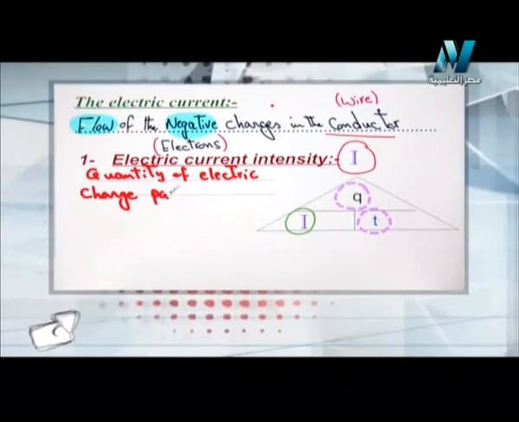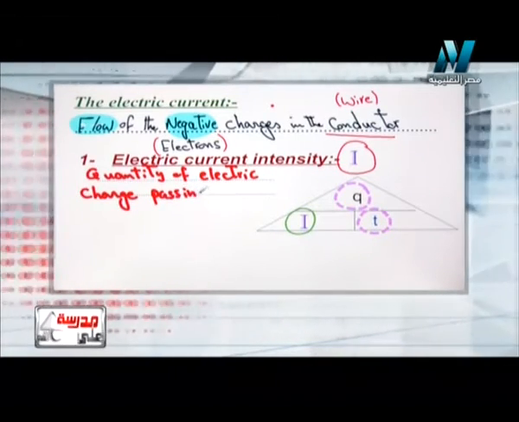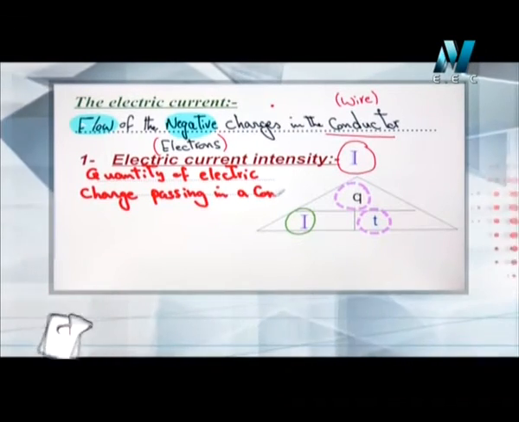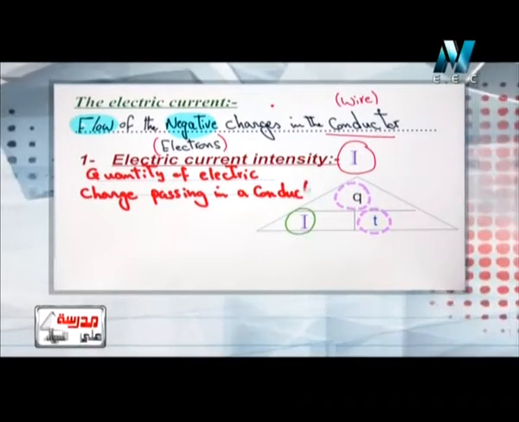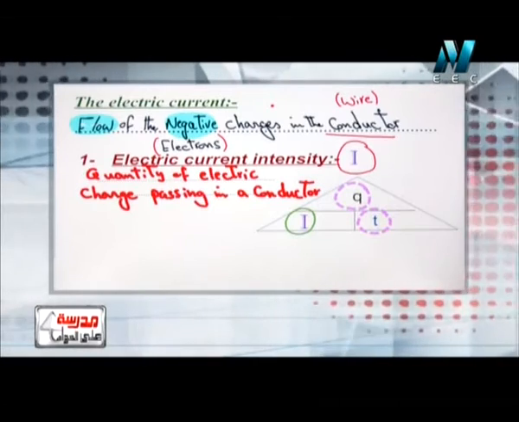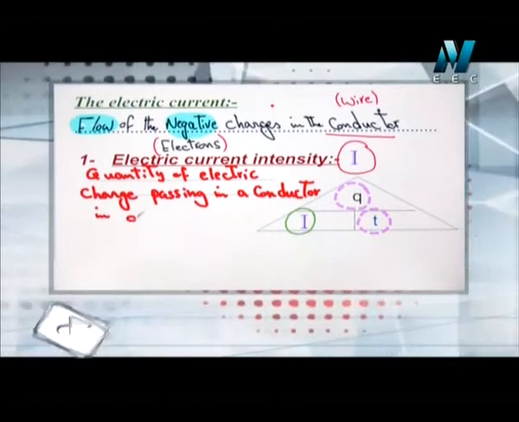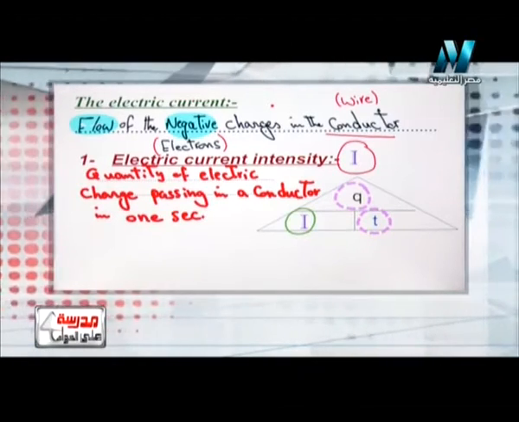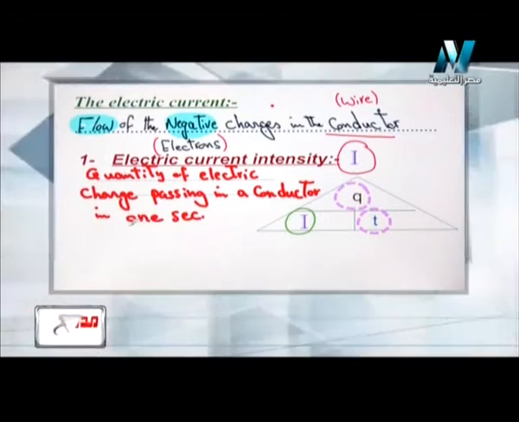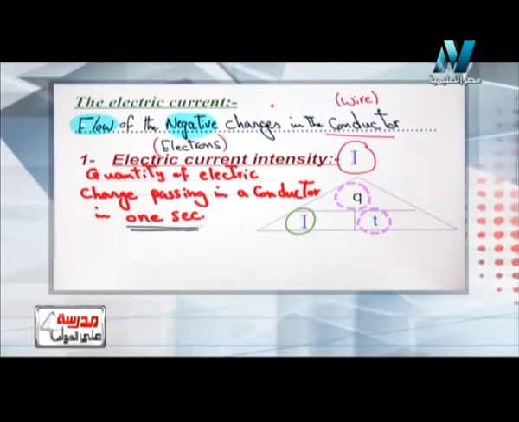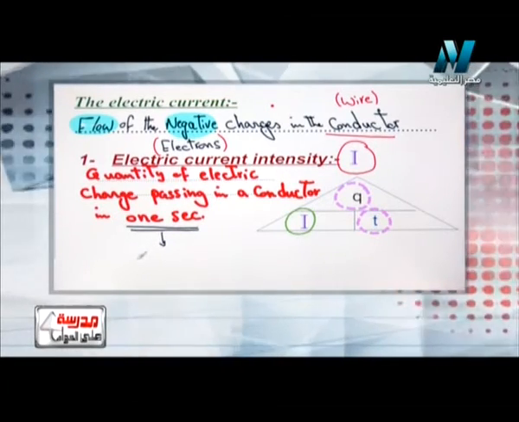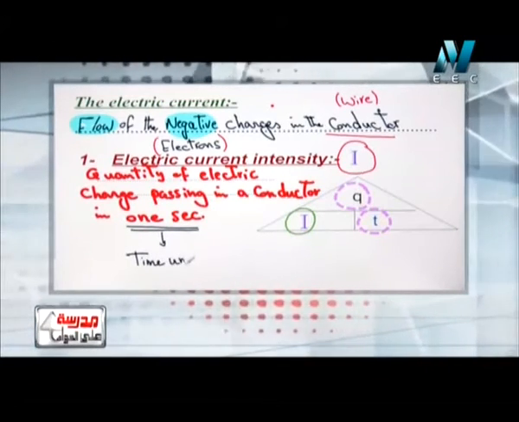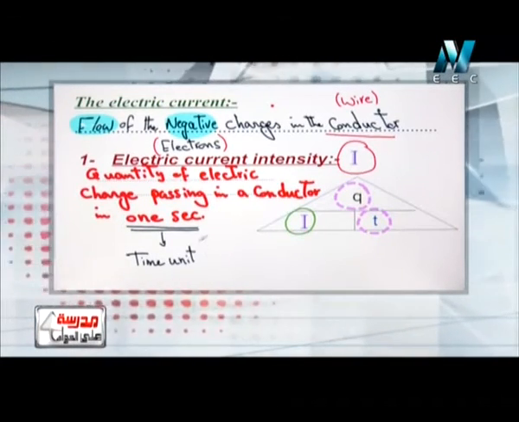passing يعني بتمر in a conductor بتمر في سلك in 1 second. So some students can say instead of 1 second بدل ما اقول 1 second or through time units يعني في وحدة الزمن.